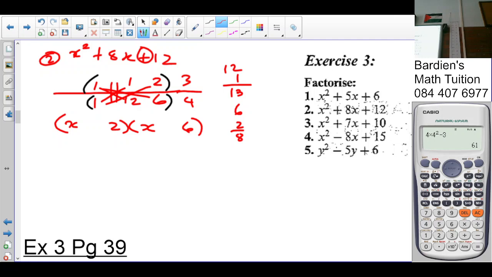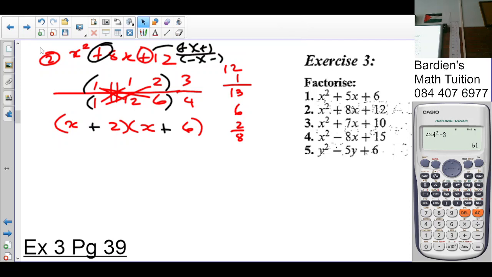Right, what about our signs? Both positive or both negative? Because that is positive, both are going to be positive. Let's see.